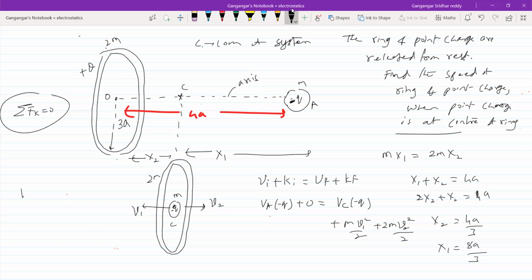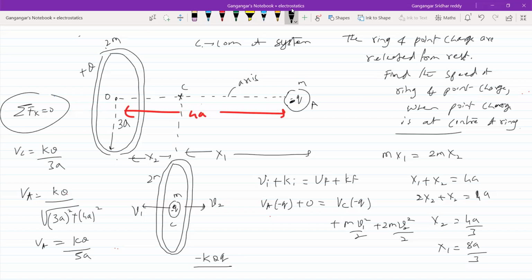So what is the formula for potential? KQ by root of 3A whole square plus 4A whole square. So this will be KQ by 5A. Potential at the center of the ring is KQ by 3A. Substitute the values here. KQ minus KQ by 5A is equal to potential at the center minus KQ by 3A plus m V1 square by 2, plus m V2 square; the 2 will get cancelled out. But we have V1, V2 both unknown.